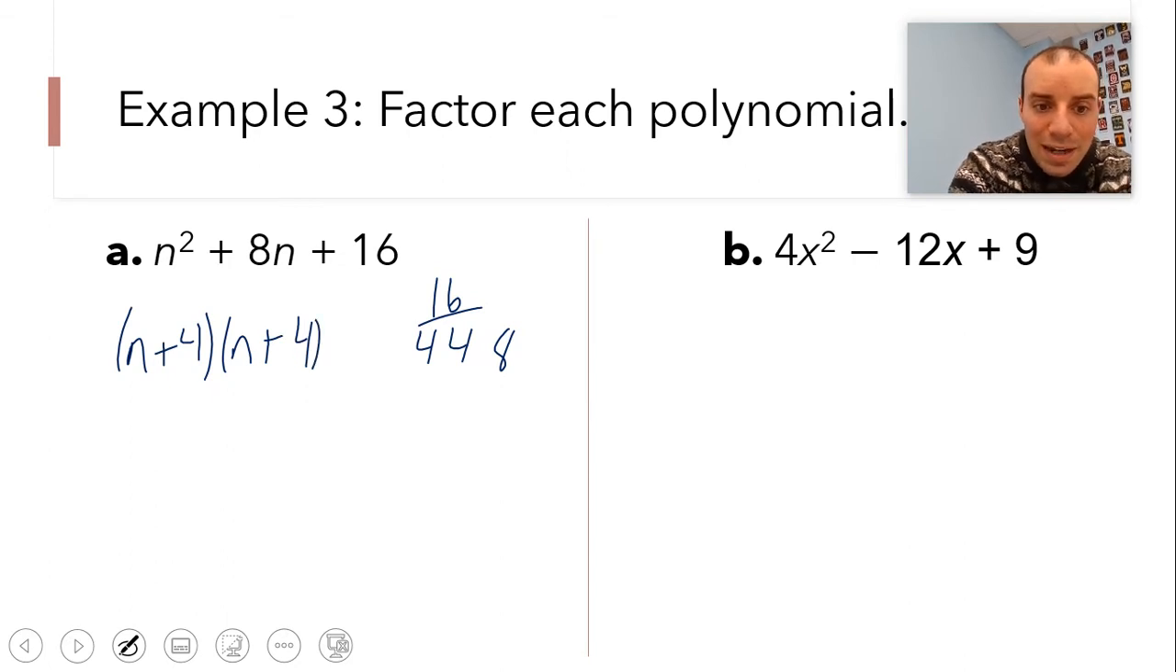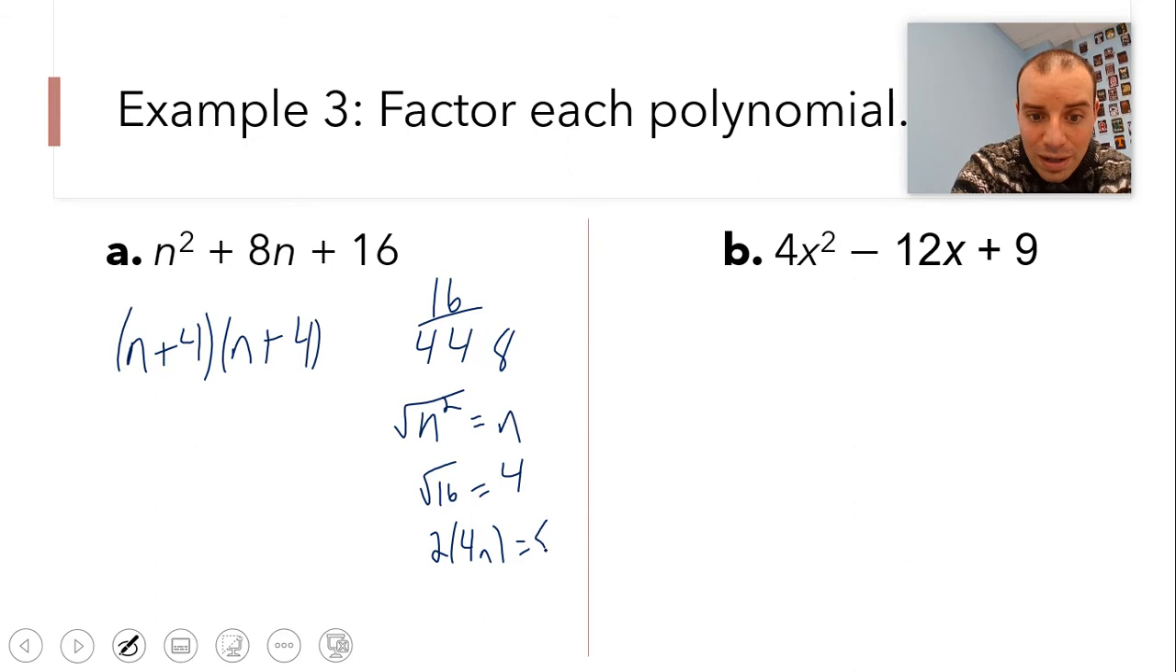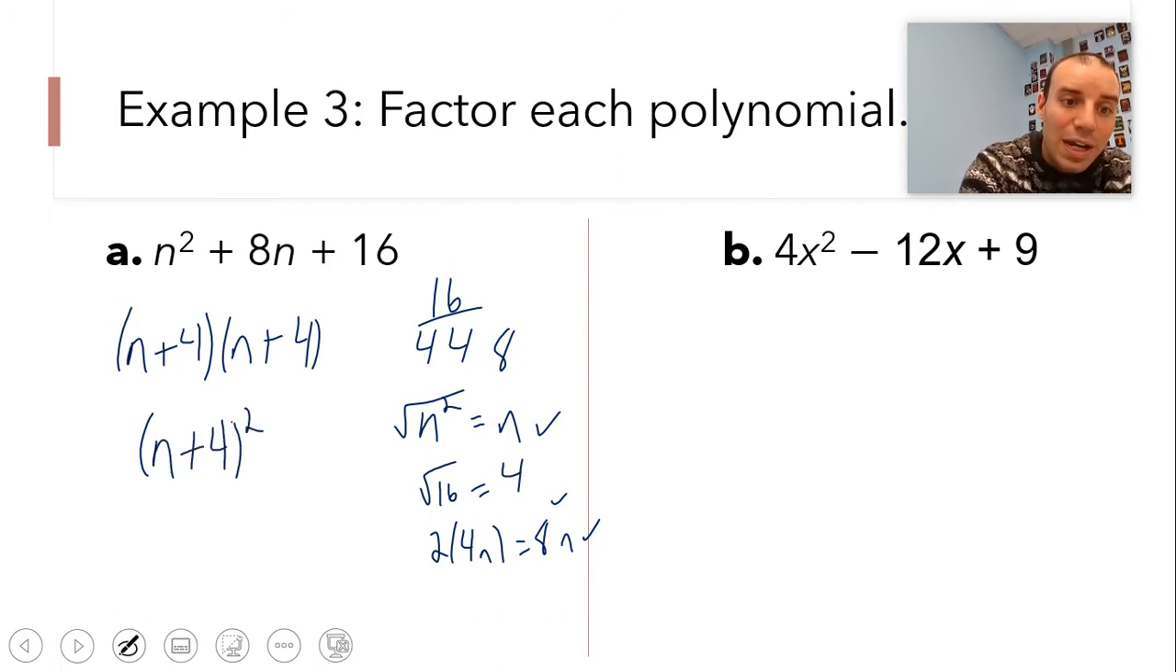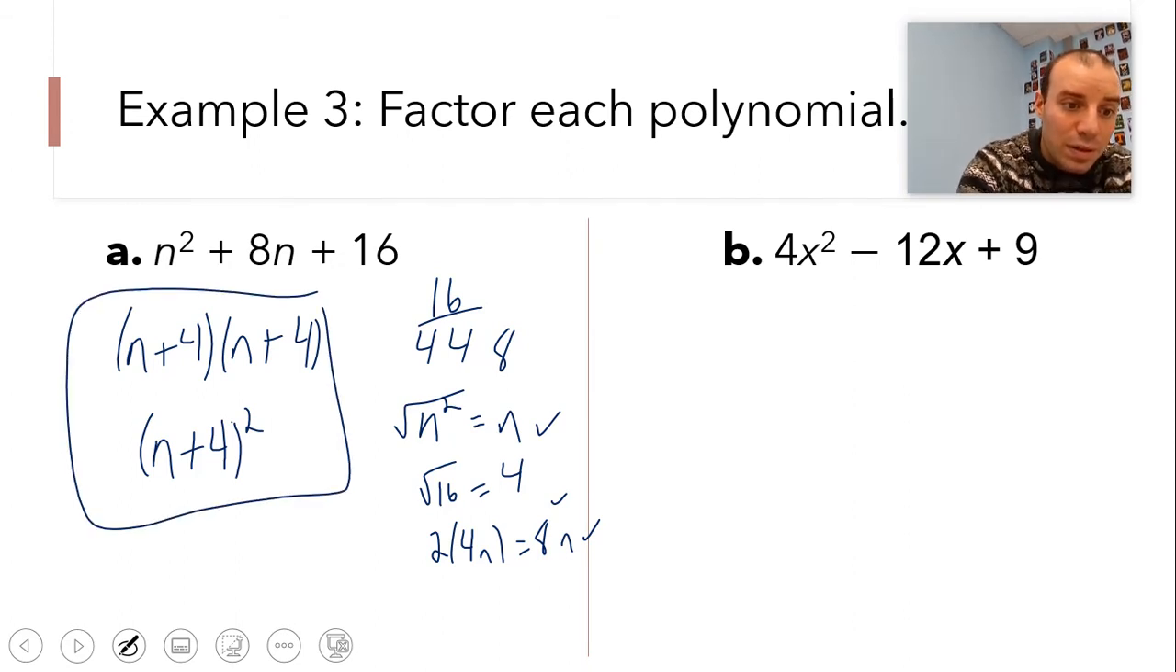But if I notice here that n squared is a perfect square, if I take the square root of n squared, right, I get n. And if I take the square root of 16, I get 4. And then 2 times 4n is equal to my middle term of 8n. That checks all the boxes of a perfect square trinomial, which means it's just going to end up being n plus 4 squared as my answer. Either of these are correct. Just know that those are equivalent.